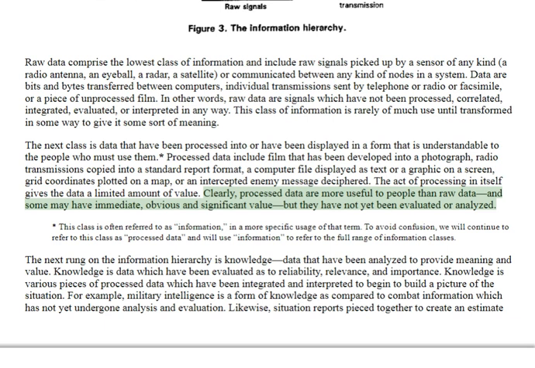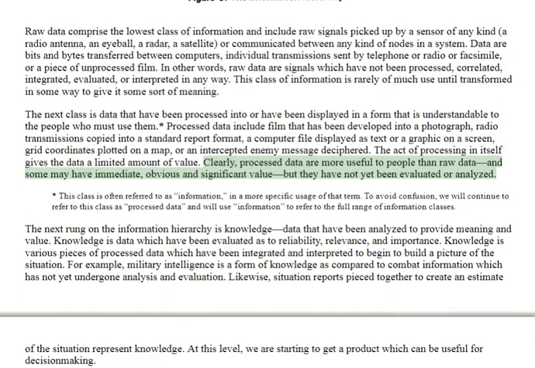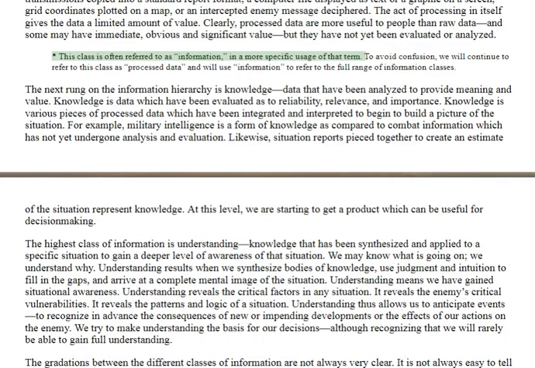Some may have immediate, obvious and significant value, but they have not yet been evaluated or analyzed. This class is often referred to as information, in a more specific usage of that term. To avoid confusion, we will continue to refer to this class as processed data and will use information to refer to the full range of information classes.